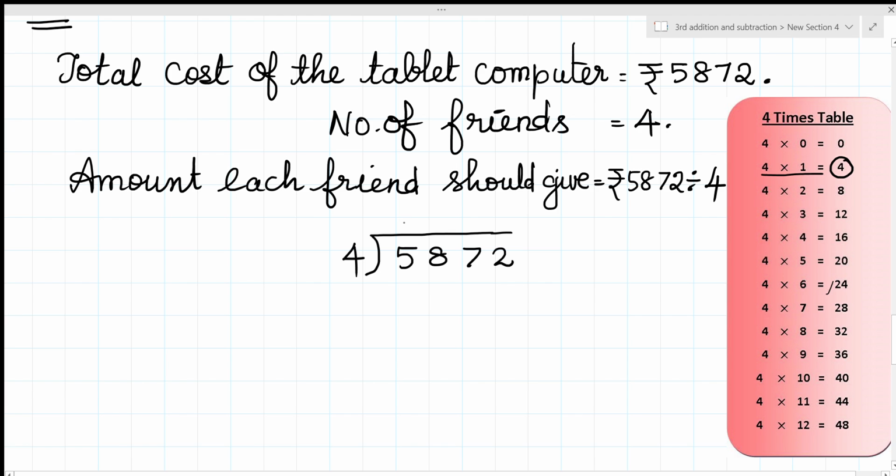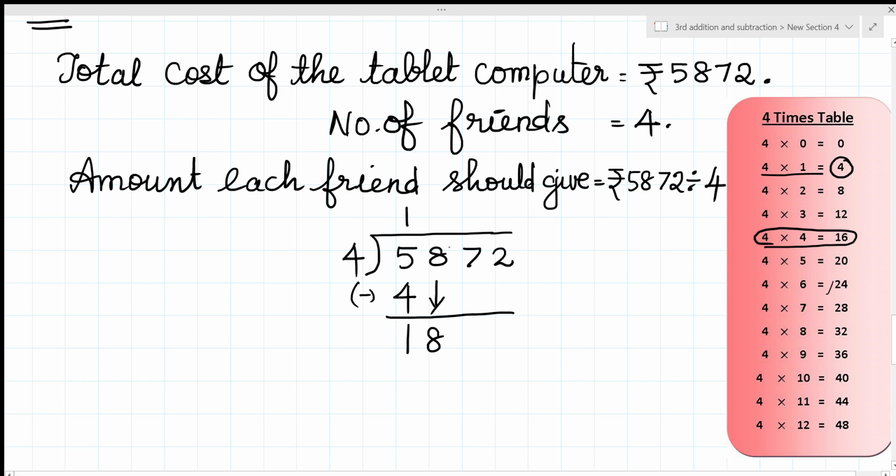So write 1 in the quotient, 4 below the number. 5 minus 4 is 1. And now bring down the next digit. It is 8. Now check in the 4 table. 4 fours are 16 and 4 fives are 20. 20 is greater than the number. So we have to choose 16, which is less than the number. So 4 fours are 16.